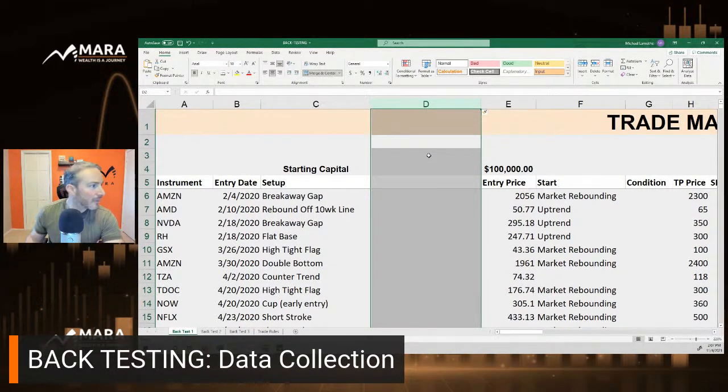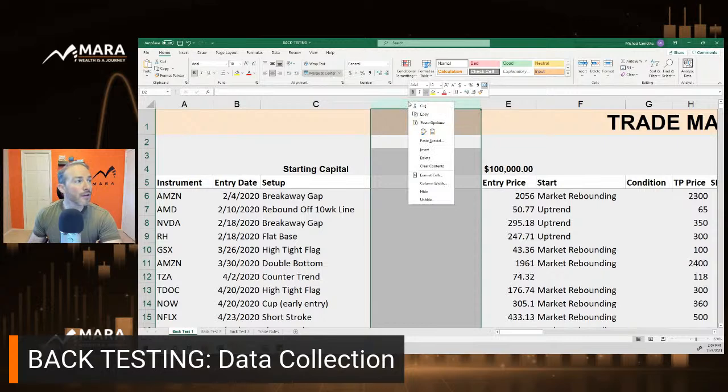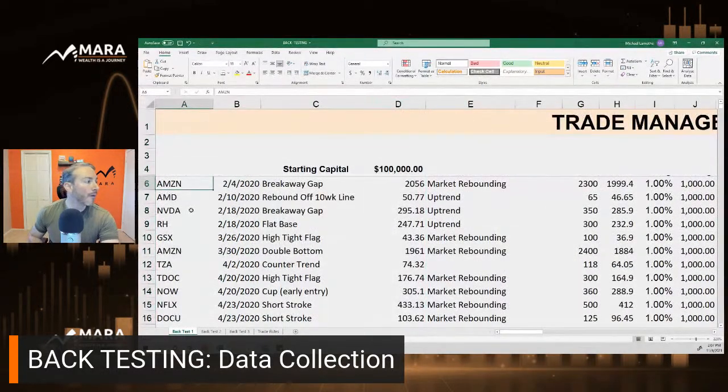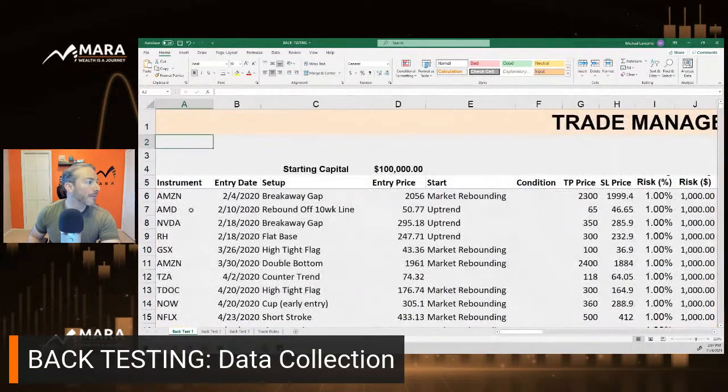Appreciate it. So some of the things that you're going to want to track: you see over here you have some ticker symbols, you have the date that you would enter, and maybe you're tracking the setup. I think tracking your setup, whatever your setup is, is important.